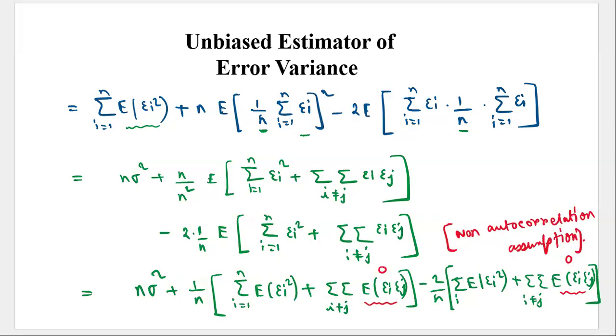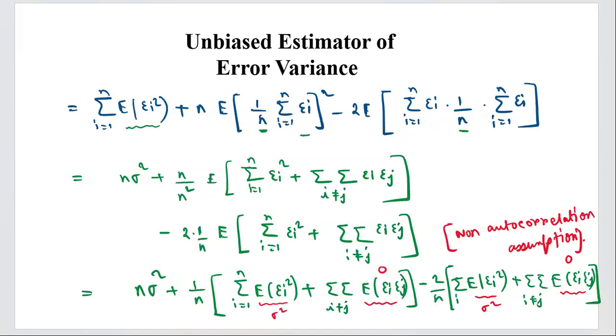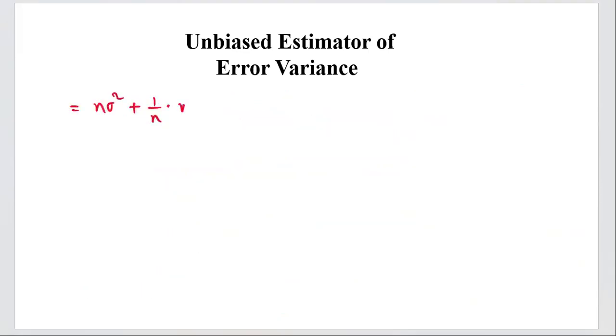So what will this be? This term is nothing but sigma square. This term is nothing but sigma square. So let us see. If you simplify, this first term remains the same. And then here you have 1 upon n into this. This will be n sigma square, right? There is a summation here. So 1 by n into n sigma square.